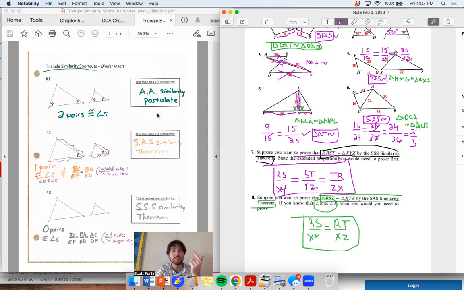Have your little sheets handy to work through it when you're giving justification about why things are similar. This could help you. 2 pairs of angles, that's AA similarity. 1 pair of angles, well, maybe it's SAS similarity. No pairs of angles, well, we're going to have to look into SSS similarity.